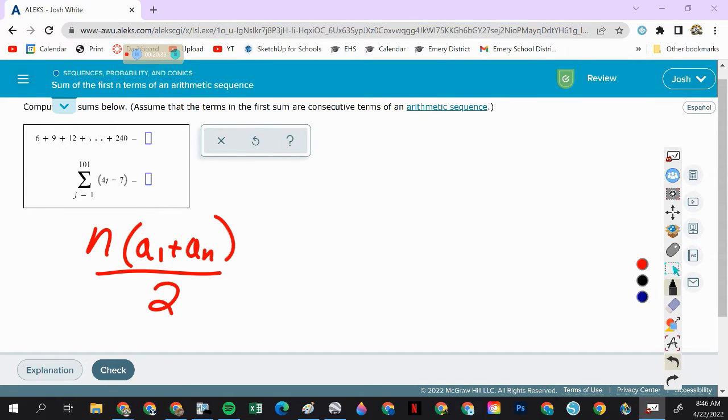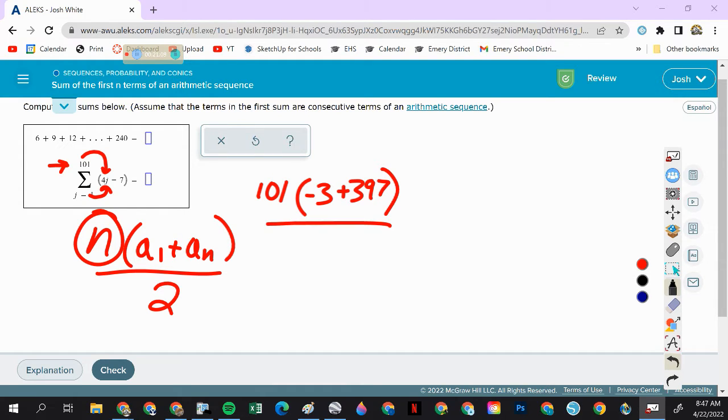So, how many days are we adding together? 101. So 101. How much did we get paid on day 1? Just plug 1 in. 4 times 1 is 4, minus 7 is negative 3. How much did we get paid on day 101? Just plug in 101. 4 times 101 is 404. Minus 7 is 397 over 2.